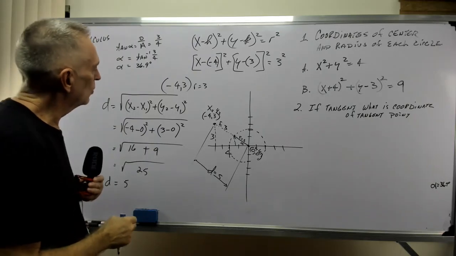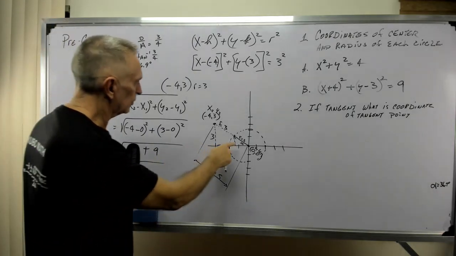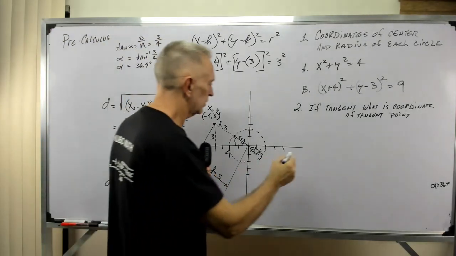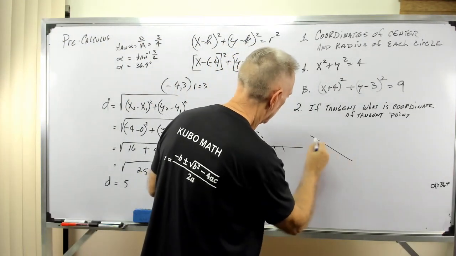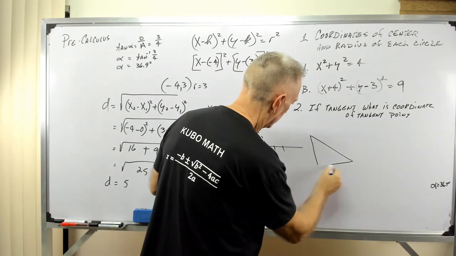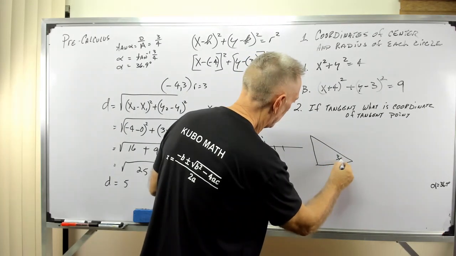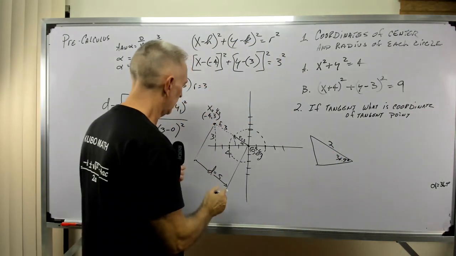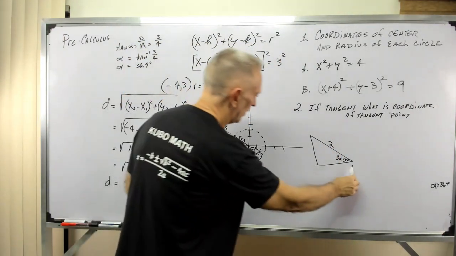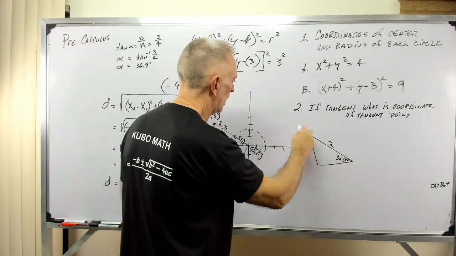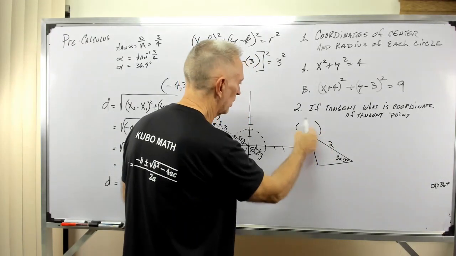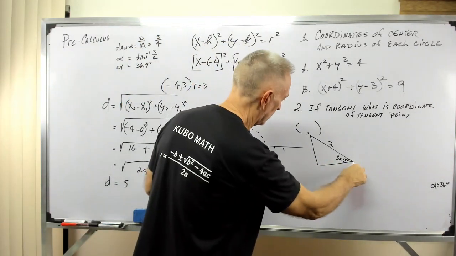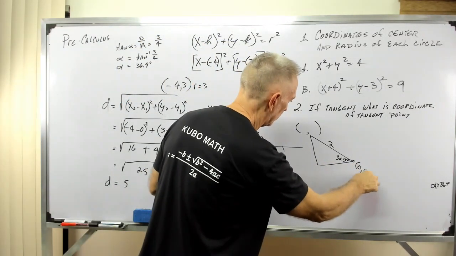Alright, so that angle is 36.9 degrees. Well, let's blow up a triangle here. So we have 36.9 degrees, and I have a radius of 2. If I could figure out the x component and the y, that would give me the coordinates of that spot, because we're sitting here at 0, 0.